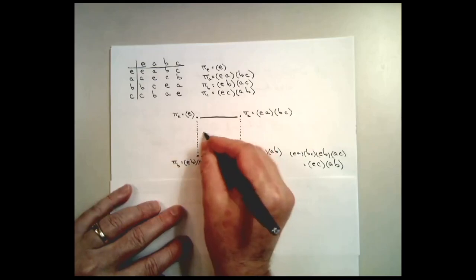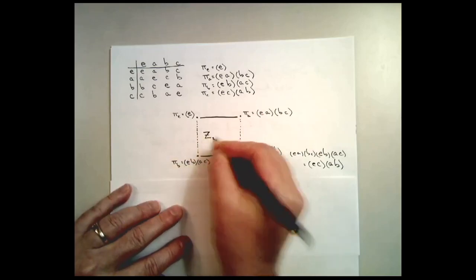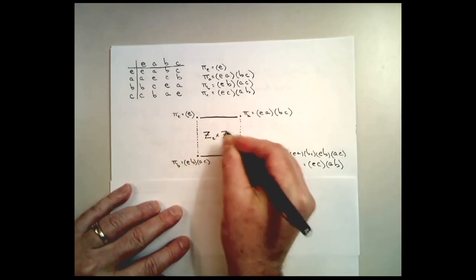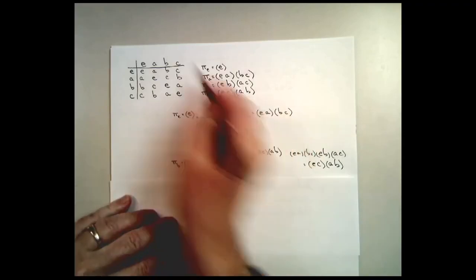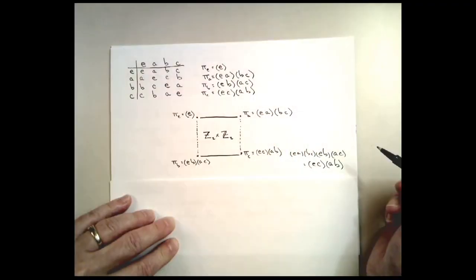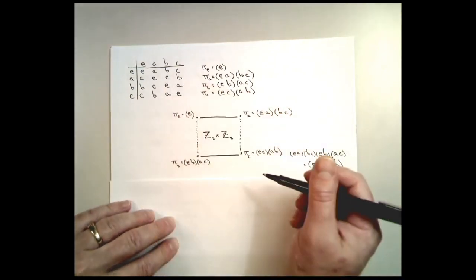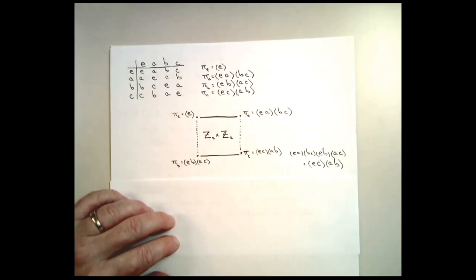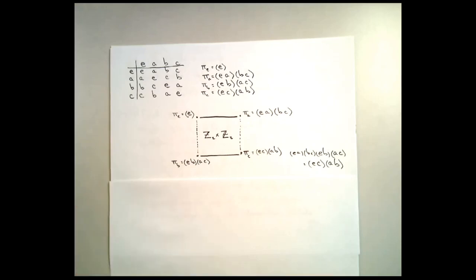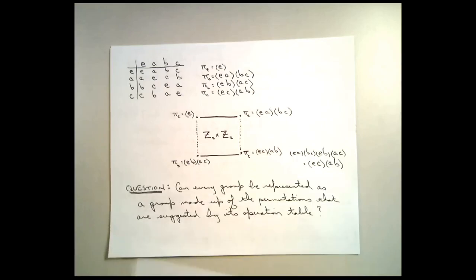And so what we wind up with is, well, this is isomorphic to, we've looked at this in a couple of different guises. One of them, Z2 cross Z2. Right? But that's exactly isomorphic to the group that the table was describing that we started with. So this is isomorphic to a group of permutations as well. This is pretty exciting. It's starting to look like we might be able to use this technique on just about any group. I mean, there's a natural question here. Can every group be represented as a group that's made up of the permutations that are suggested by this operation table?